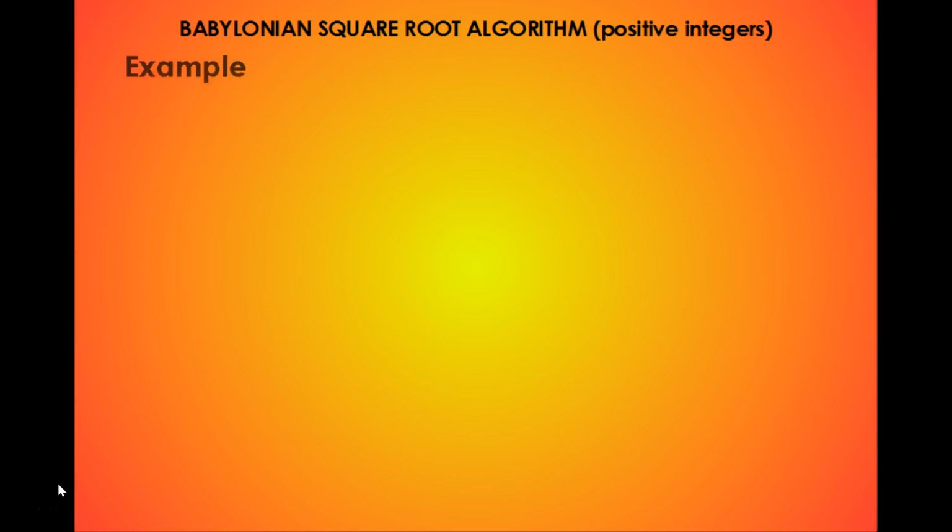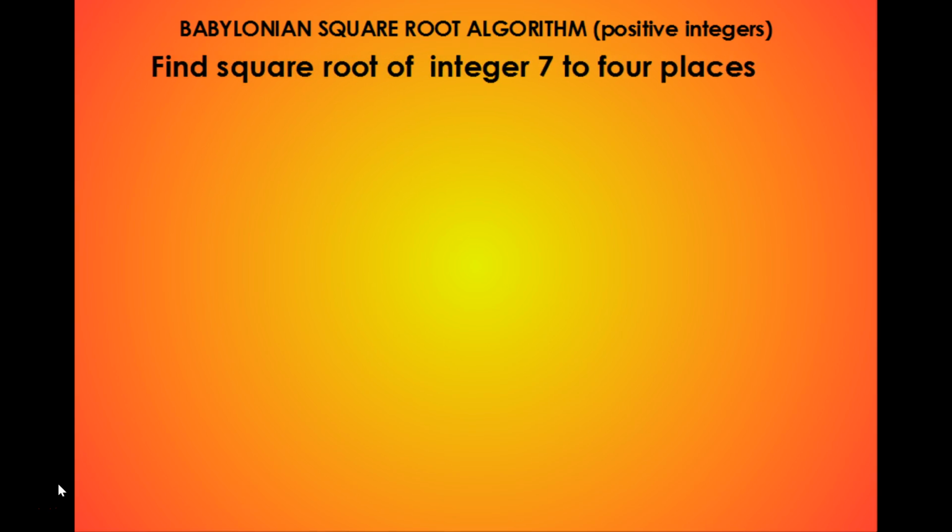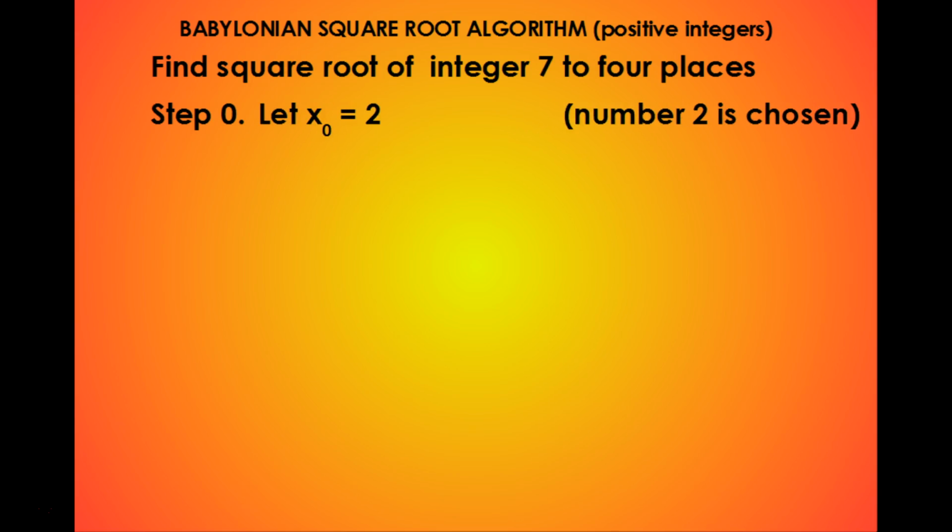Let's have an example. Let's say you want to find the square root of integer 7 to 4 places of accuracy. First step, choose any number or any integer, and we'll choose 2. I must stress, any number could have been chosen. 2 is chosen.